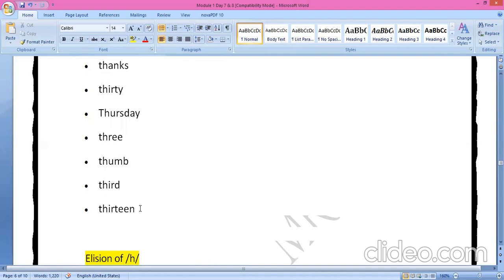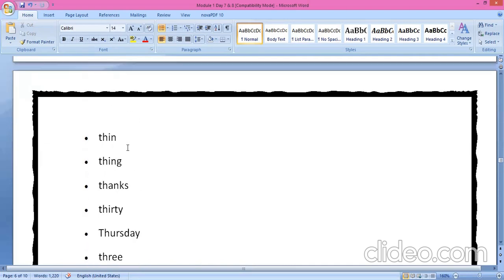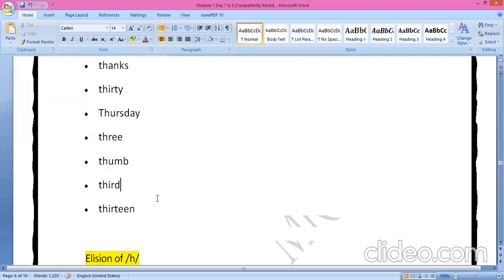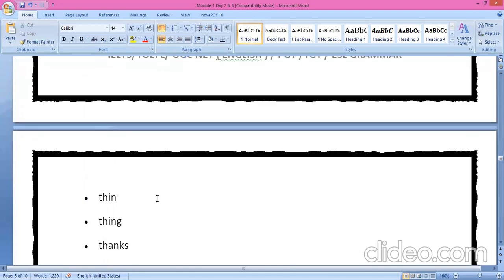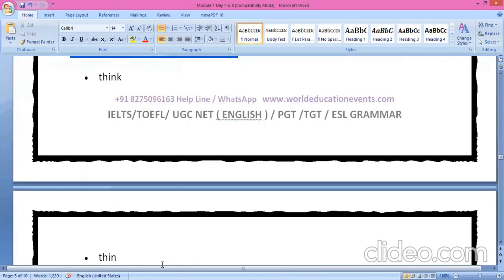Thirteen. Okay. So you just watch that video once again, looking at your tongue position and teeth position. So it should be thirteen, third, thumb, three, Thursday, thirty. Thanks. In fast speech you can say thing, thin, thanks, thirty, Thursday, and three. Okay. Third, thirteen. You're struggling with only three to four words and the rest you've done excellent. That's good. Monica, ma'am, would you like to read these out?